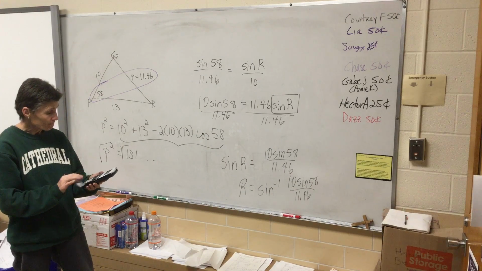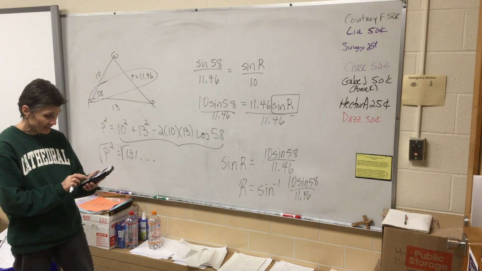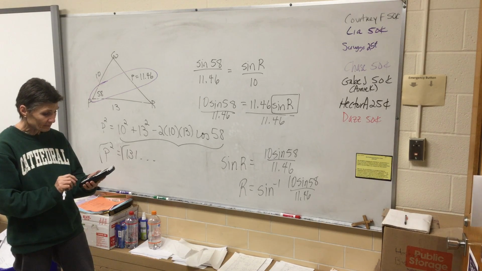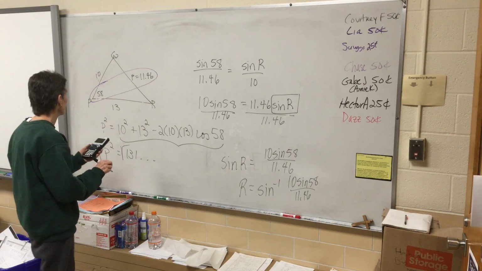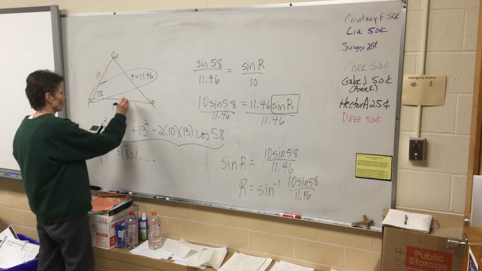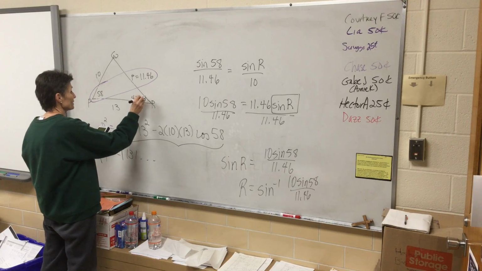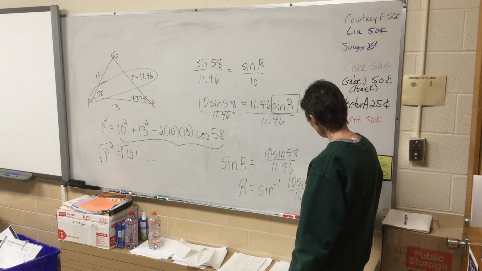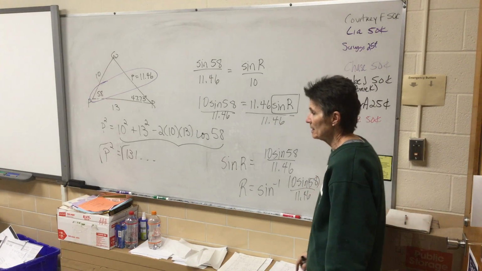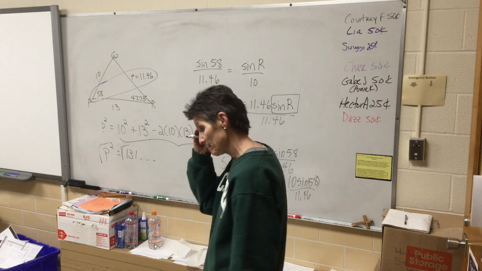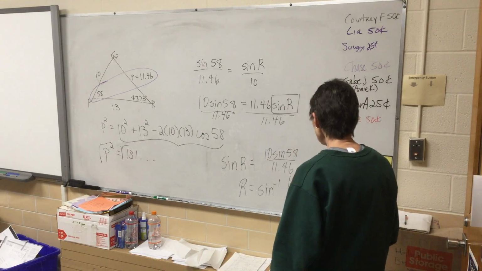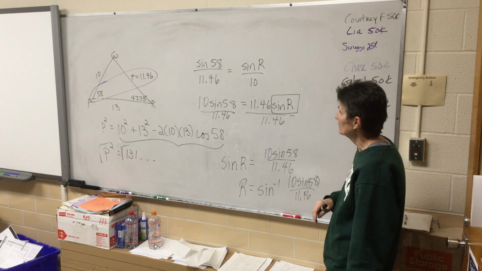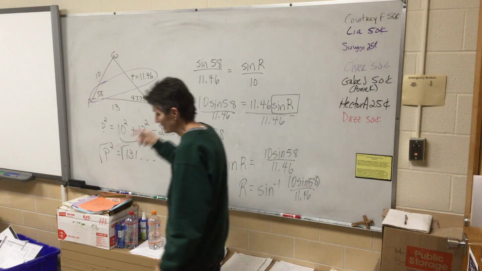Second sine, 10 sine 58, close parentheses, divided by 11.46. I got an error. Uh-oh, that shouldn't happen. You need to retype it in. 47.73, that's exactly right. So be careful. About the only place you can miss here is if you forget to close that parentheses. So try it again. Second sine, 10 sine 58, close parentheses, divided by 11.46 equals, and it should be 47.73.